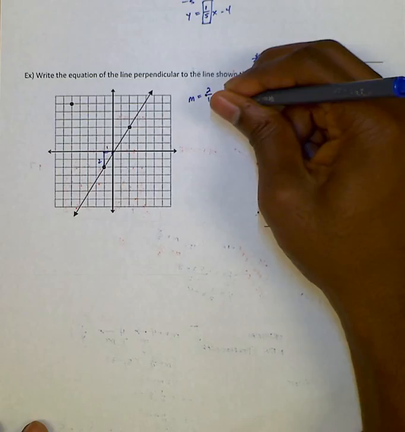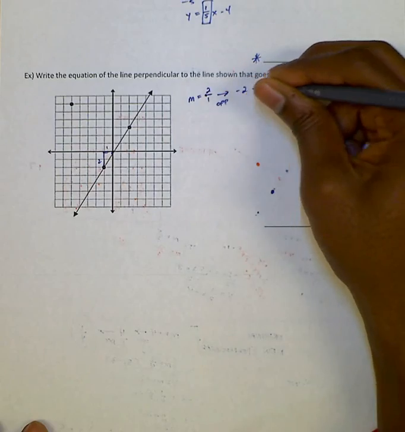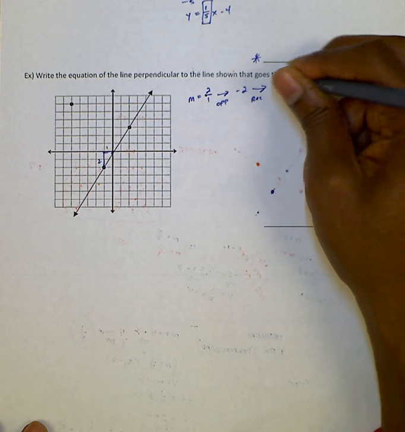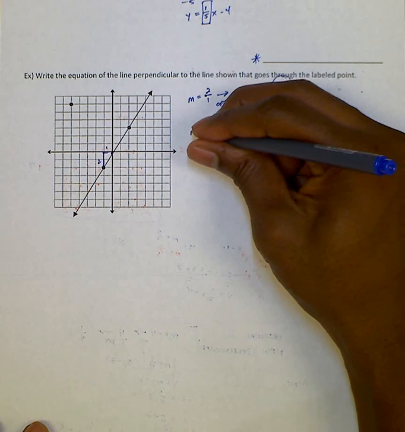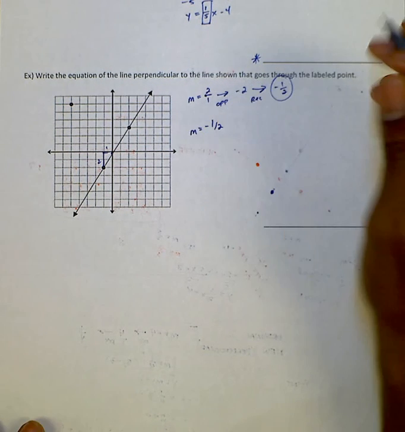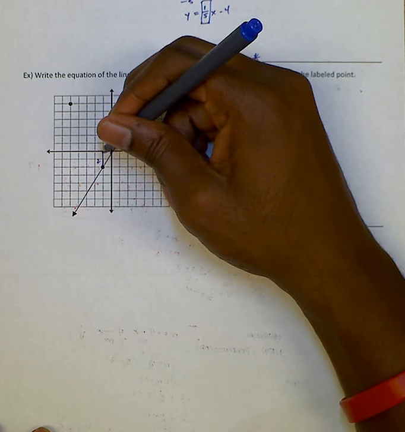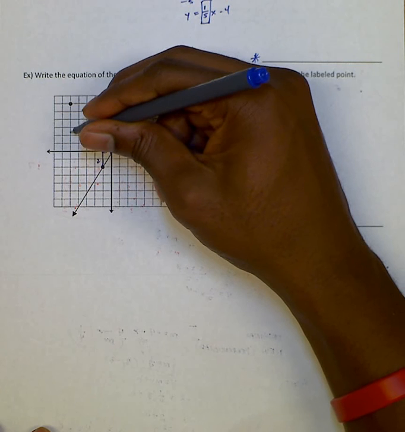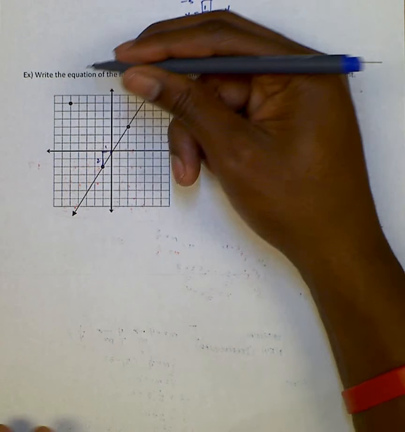So -2, reciprocal will be -1/2. So the slope of my new line is -1/2. The point that we're using will be -1, 2, 3, 4, 5. Up 1, 2, 3, 4, 5, 6. So -5, 6.